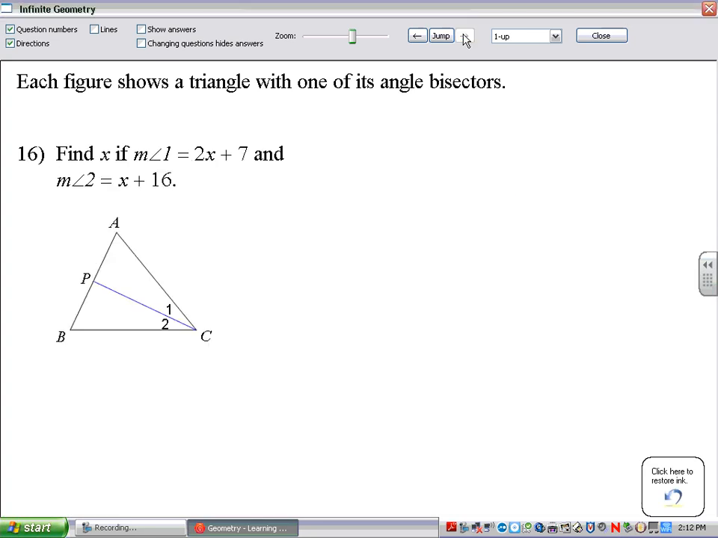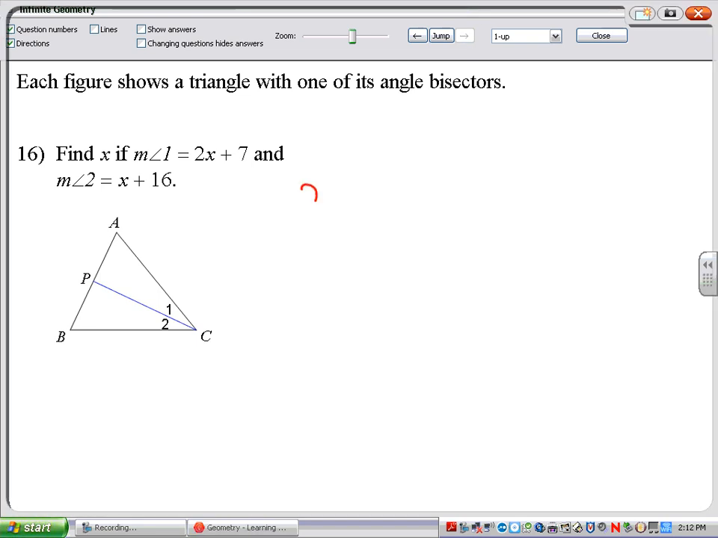Number 16. Find x if the measure of angle 1 is 2x plus 7. That's a small angle. And the measure of angle 2 is x plus 16. So again, small angles, they are equal. I would write 2x plus 7 equals x plus 16. And I would not double anything.